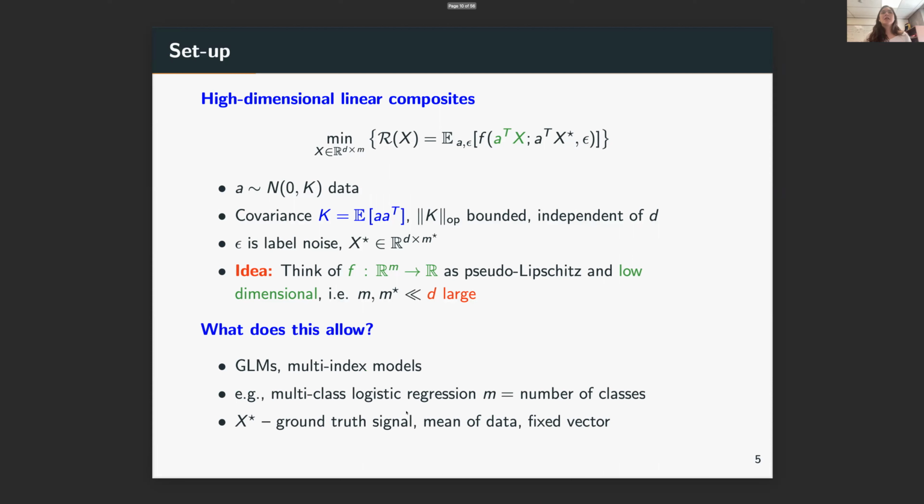Okay. So what does this allow for? It allows for lots of things. Lots of stuff looks like this. For instance, any kind of generalized linear models, okay? Multi-index models.